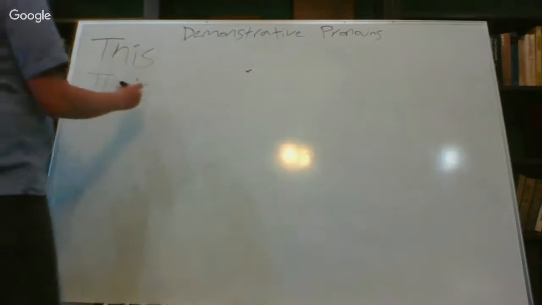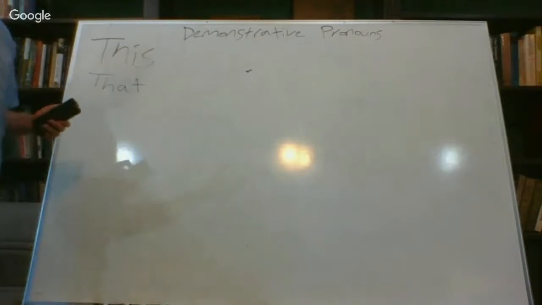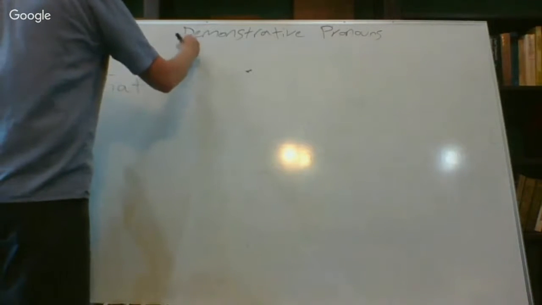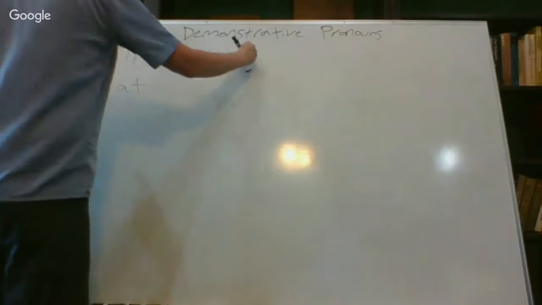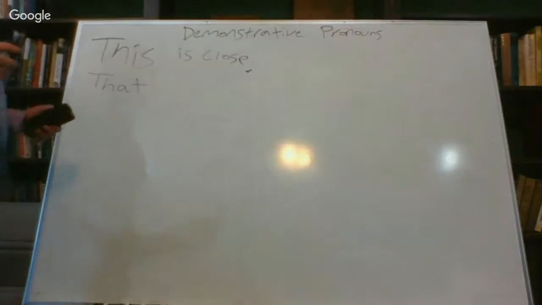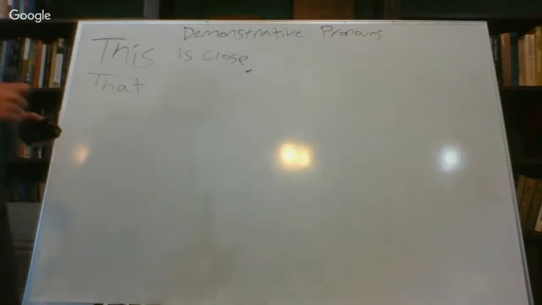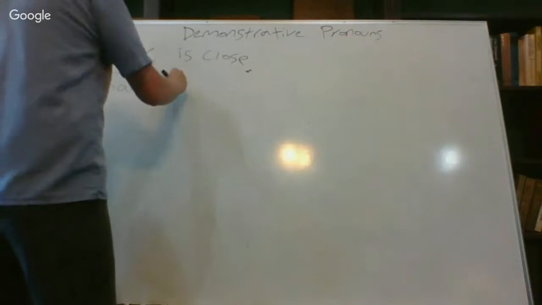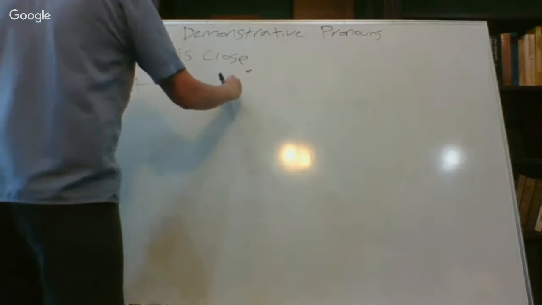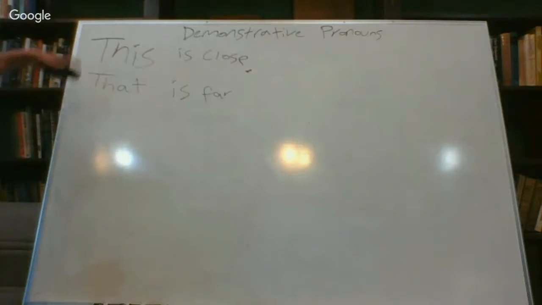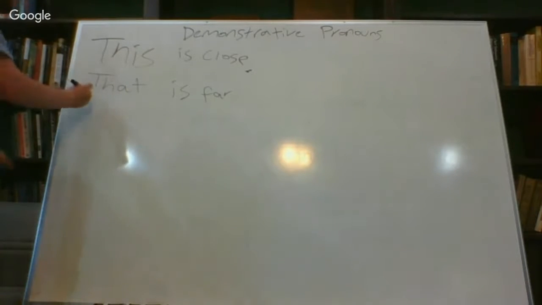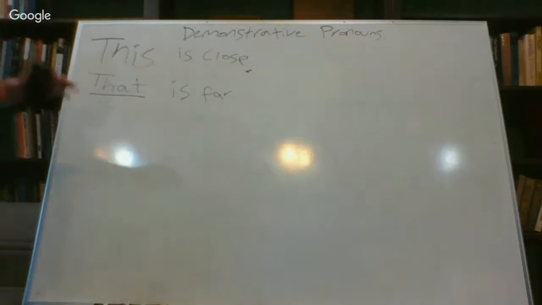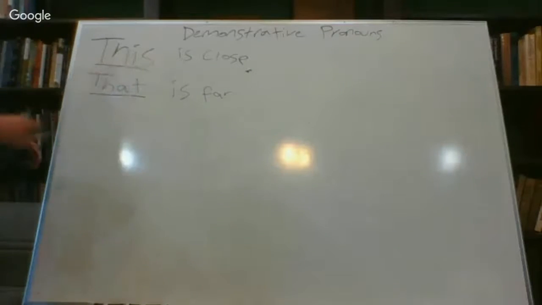This is close. So this marker is mine versus that book is yours. So that is far. Now there really isn't any difference between the distance between the two, but this kind of implies that it's not in my immediate person. This implies that it is in my immediate person.